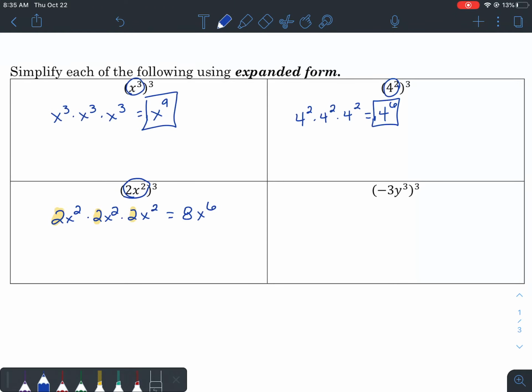And here we have negative 3y cubed raised to the third power, so it's negative 3y cubed times negative 3y cubed times negative 3y cubed. And that will give us negative 3 to the third, y to the 9th.